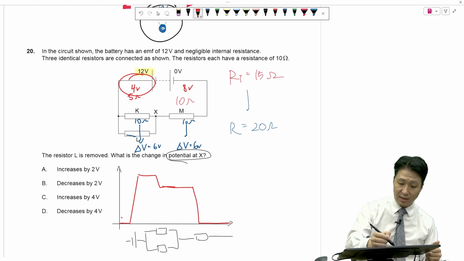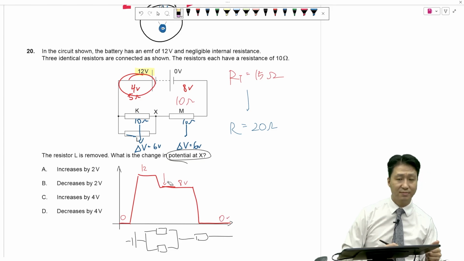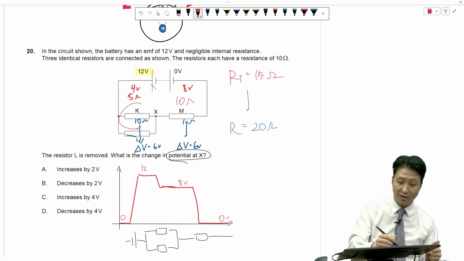So here's what happens. 0, 12 volts. It drops 4. Therefore, here it's 8 volts. And here is 0 volts again. At X, initially it's 8 volts. We're not talking about the change in voltage of this resistor. We're talking about the actual voltage at X.